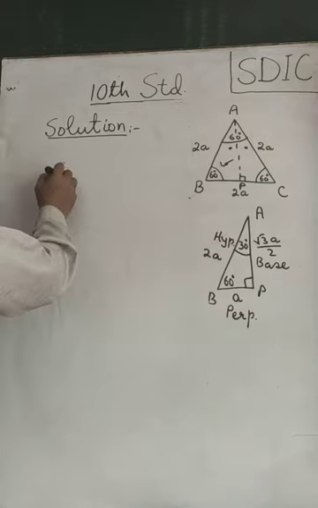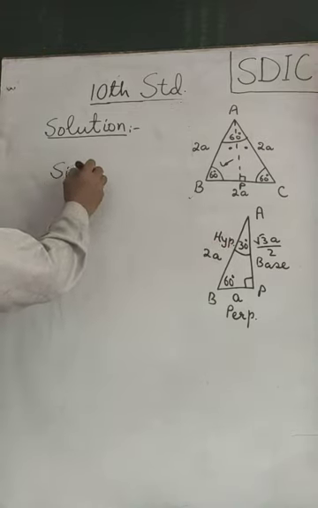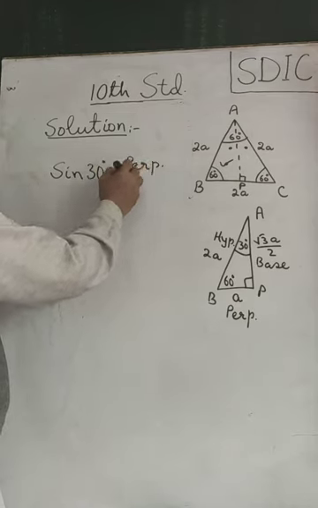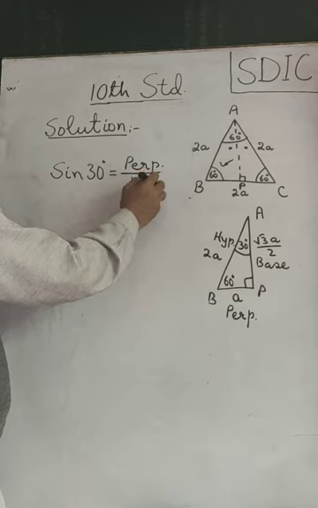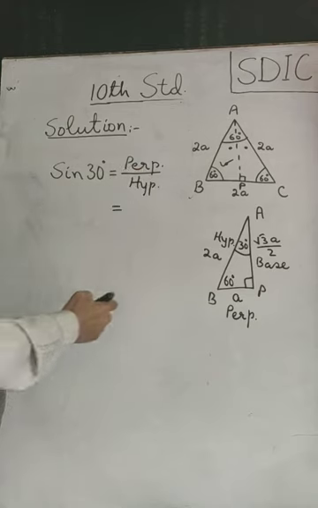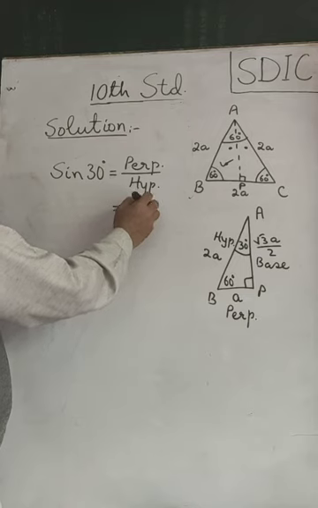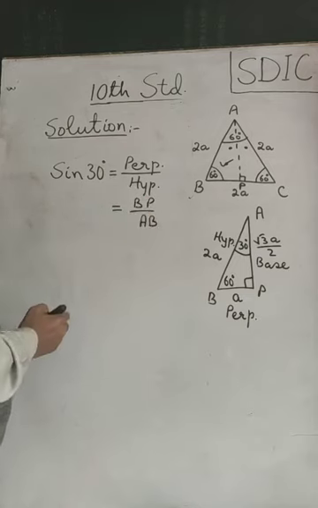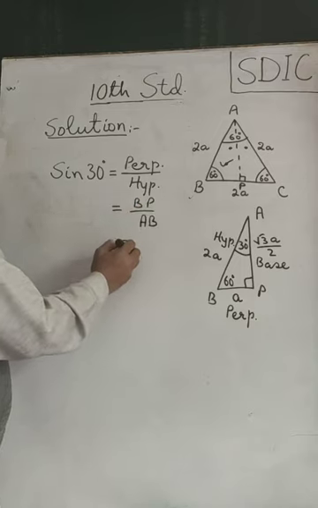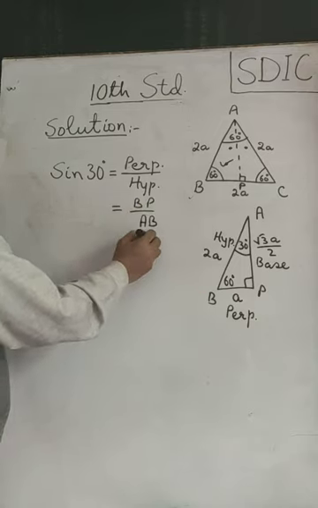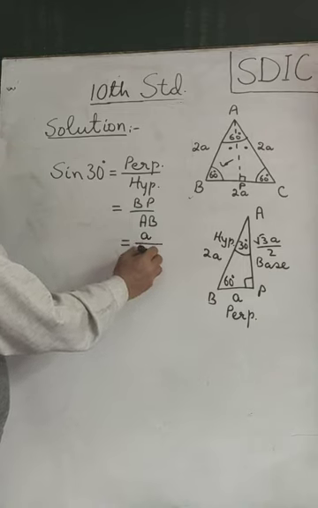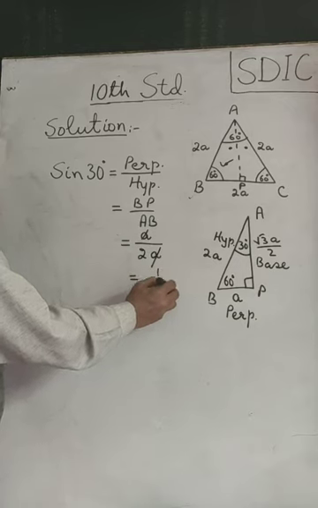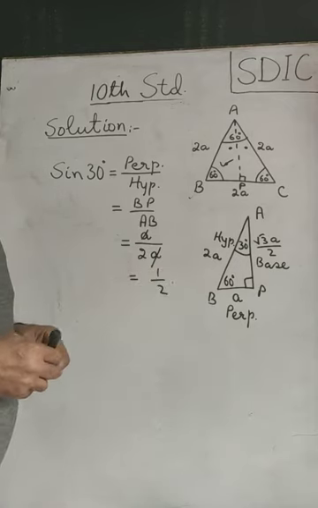So let us find sine 30 first. Definition again is perpendicular by hypotenuse. We have already identified perpendicular. It is BP. Hypotenuse is AB. Use their values. BP is A. AB is 2A. Again A and A will cancel. Result is 1 by 2. Sine 30 therefore is 1 by 2.